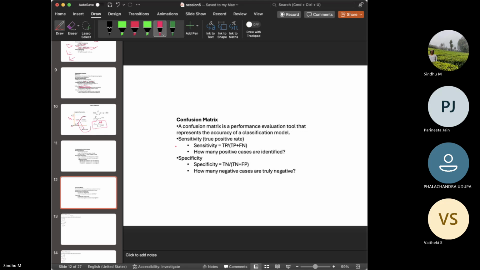So this sensitivity is a measure of how much is the true positive. And the second measure is the specificity. This is a measure of how many cases are truly negative. So just like sensitivity was for true positive, that is, out of the 50 cat images the model predicted, only 40 are the actual cats. So 40 is the true positive rate in this case.